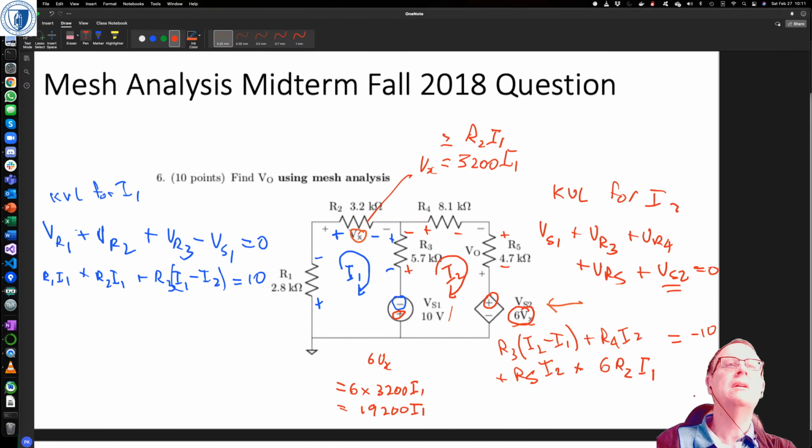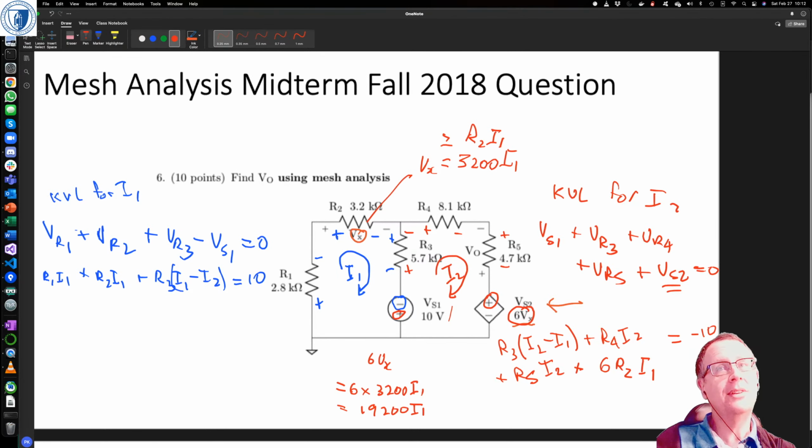I have a quick question. If I1 was chosen in the opposite direction, then Vx could be negative 3200 I1. That's correct. That's the issue. If you don't want to confuse yourself, I suggest you try and choose your mesh currents to flow into any polarities I've given you already.